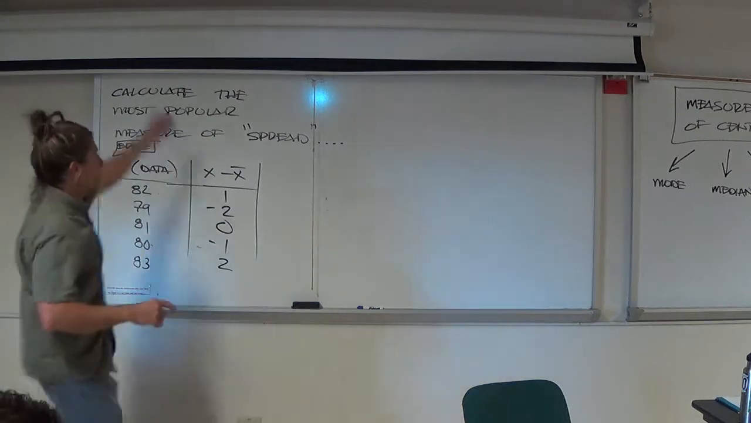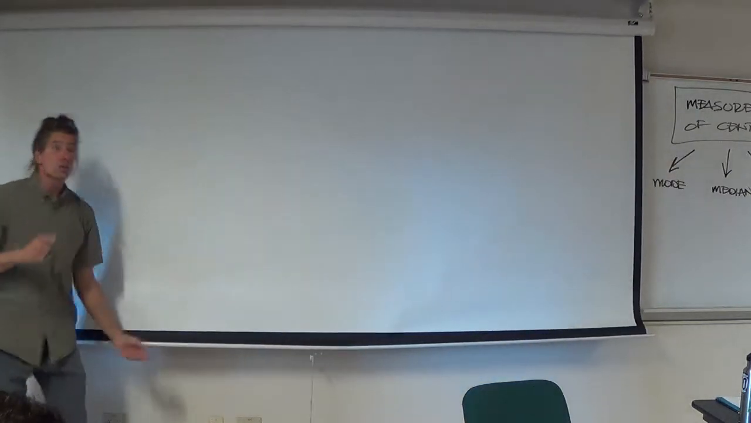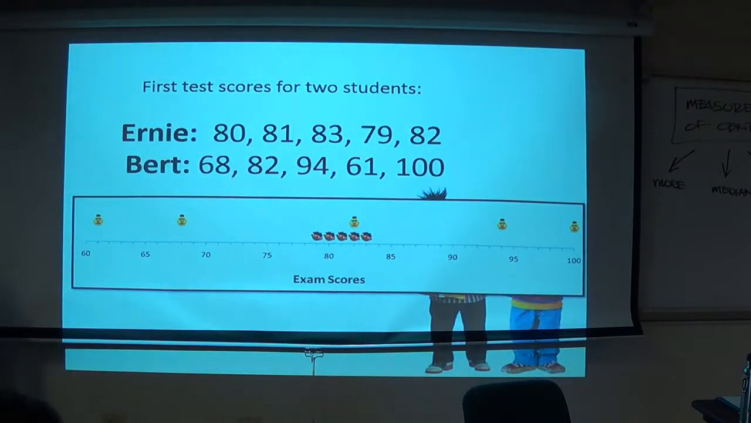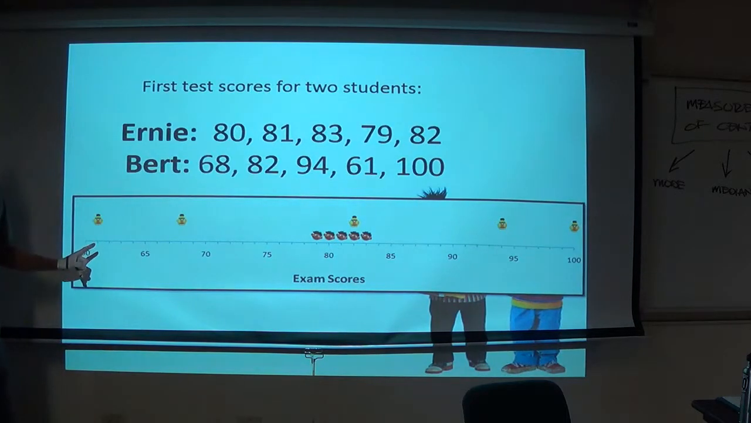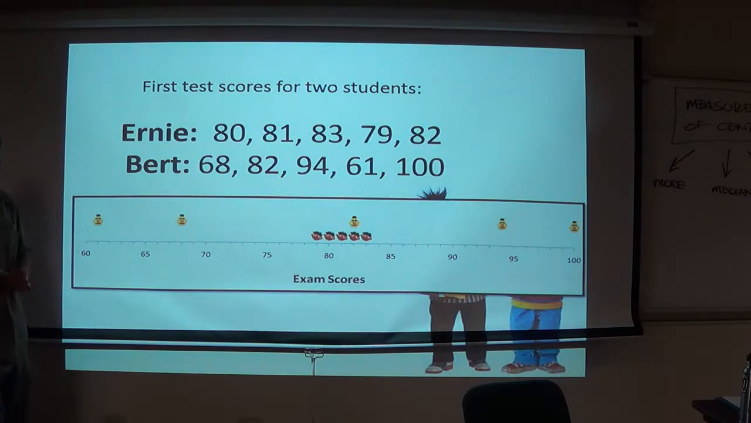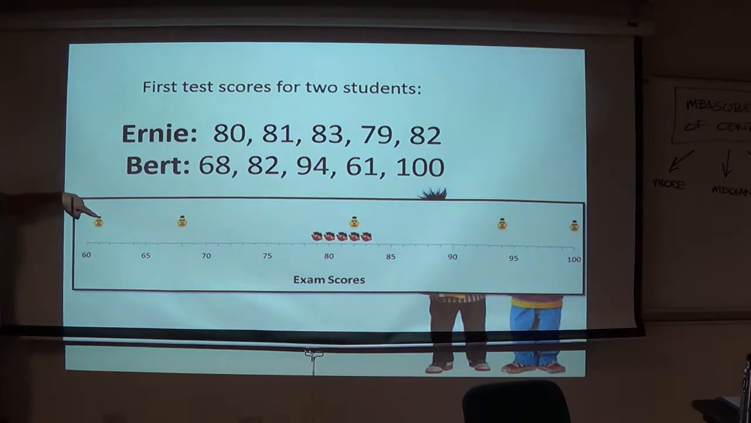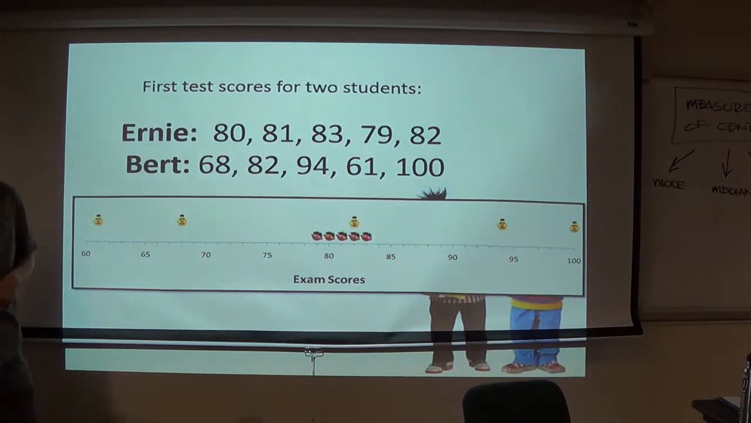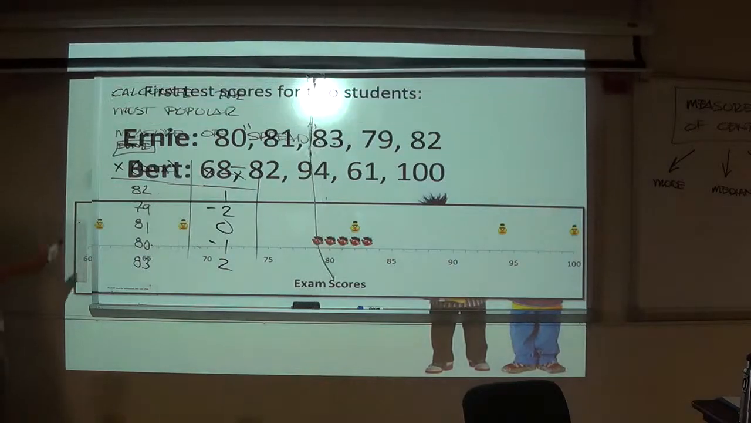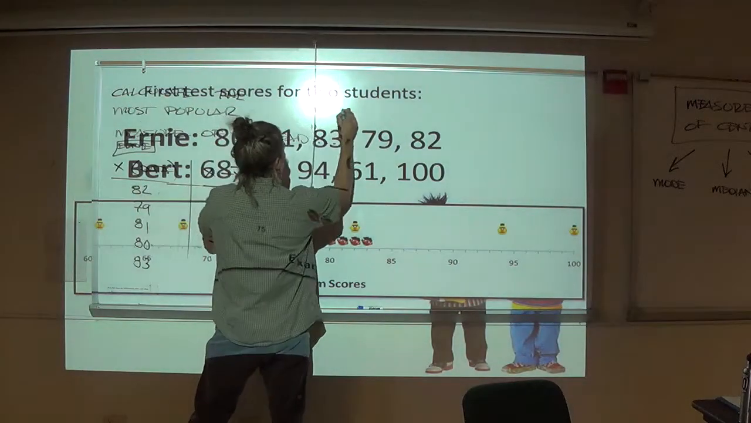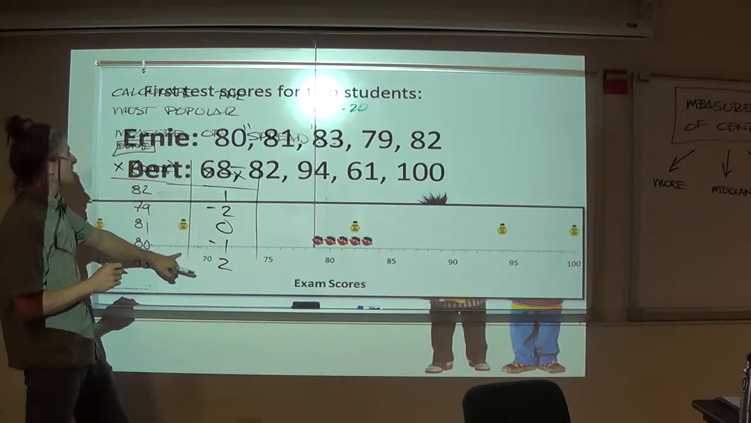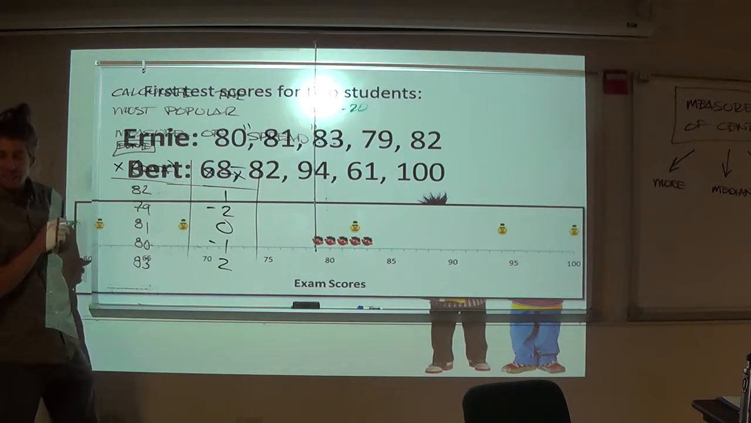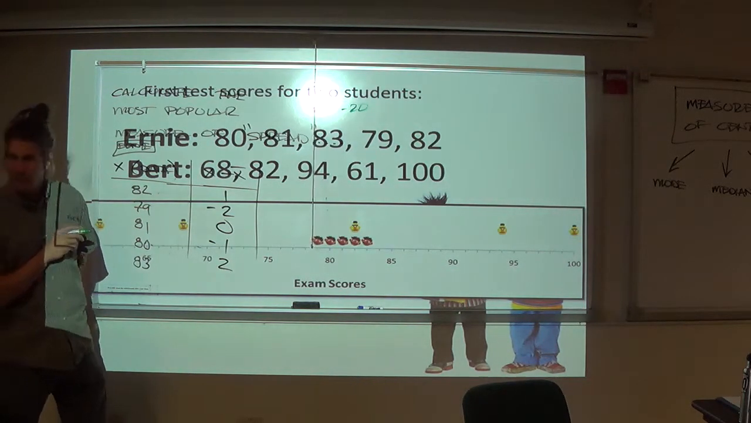And here's the interesting thought. I'm going to pull the screen down for just a second. Do the same thing for Bert. It's not done yet. Look at Bert. Look at the distances between Bert's scores and his average. His average is also 81, correct? This score is 61. 61 to 81 is negative 20. His next score was a 68. What's the distance from 68 to 81? Negative 13, I think.